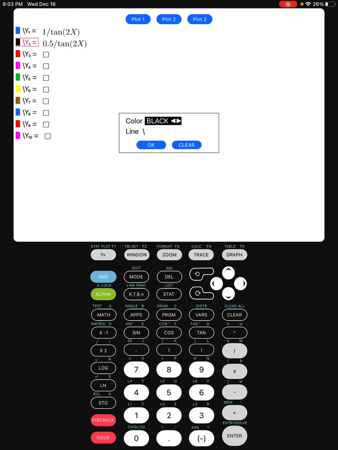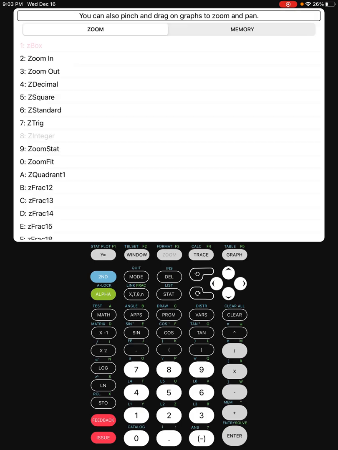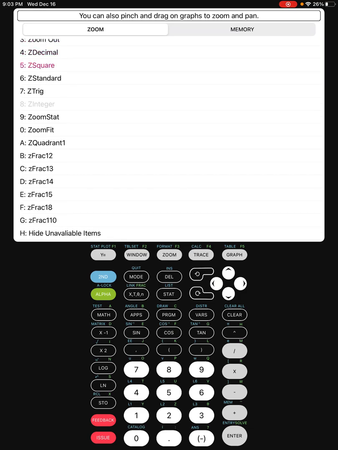Let's see if this allows me to change colors. Awesome. Okay, before I hit the graph button, I'm going to show you a trick. It's a zoom setting. It's a really nice setting to use, especially if you're graphing lots of trig functions. So if you press the zoom button, middle key under the screen, and then you look at number 7, notice it says zoom trig or Z trig, whatever your calculator is saying.